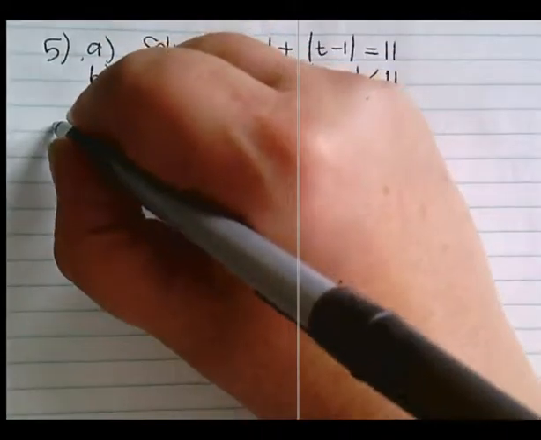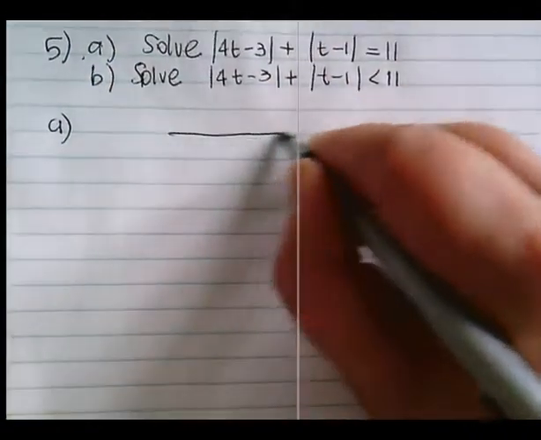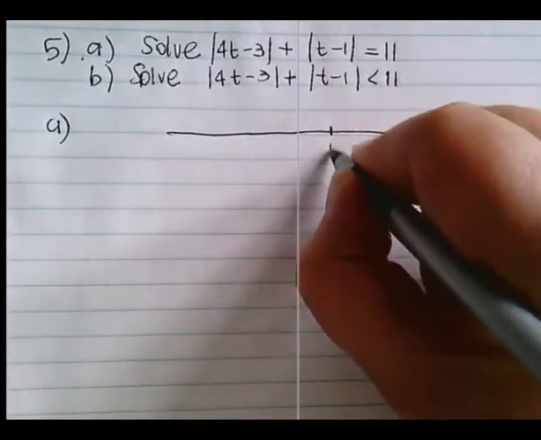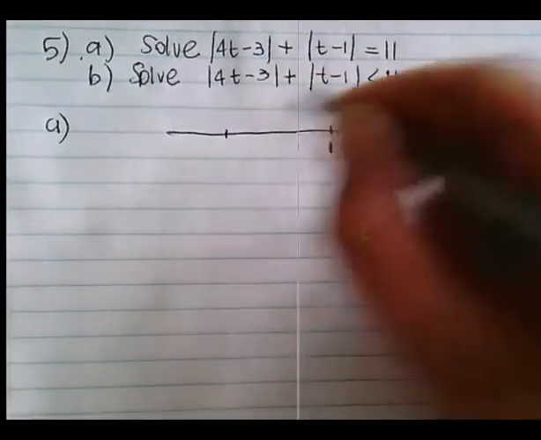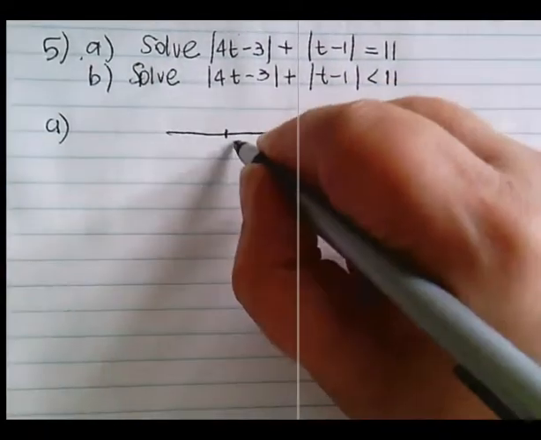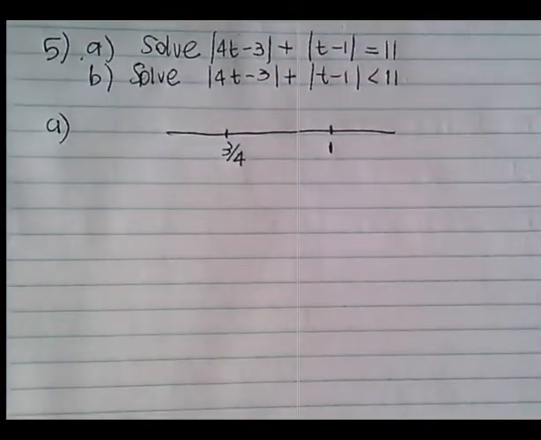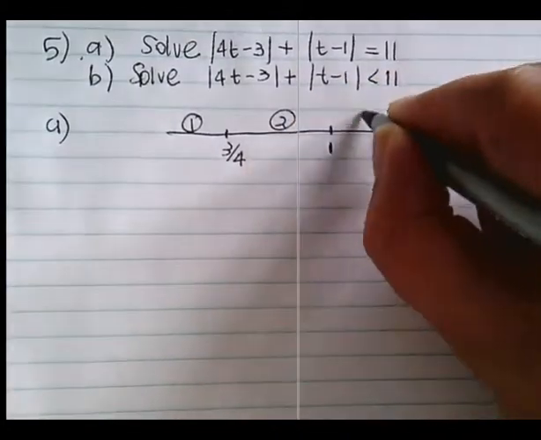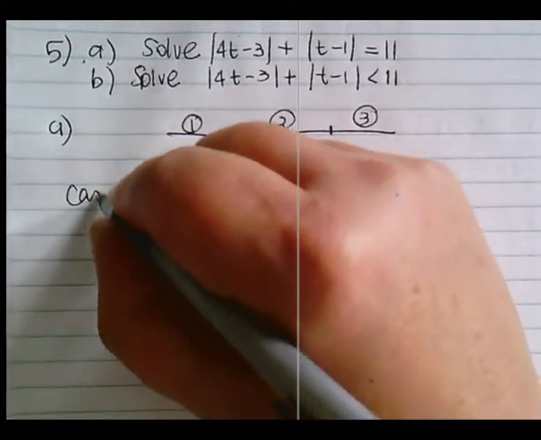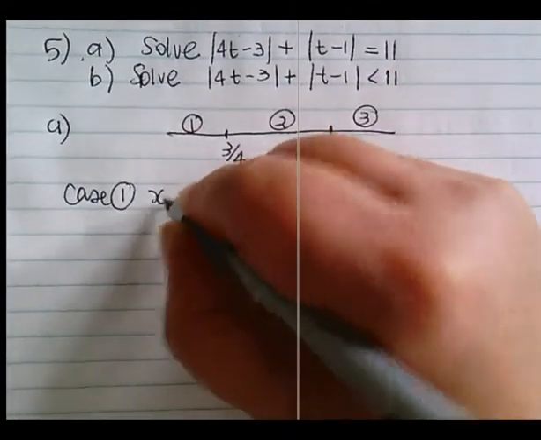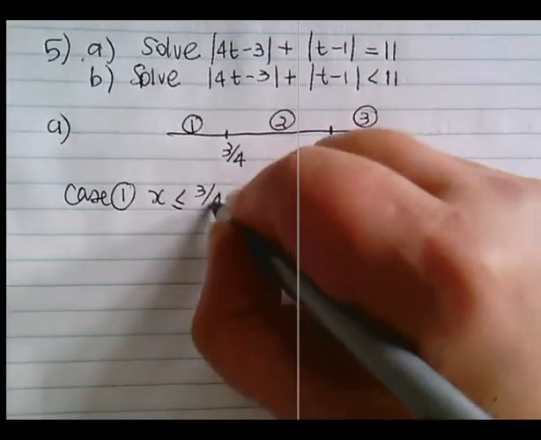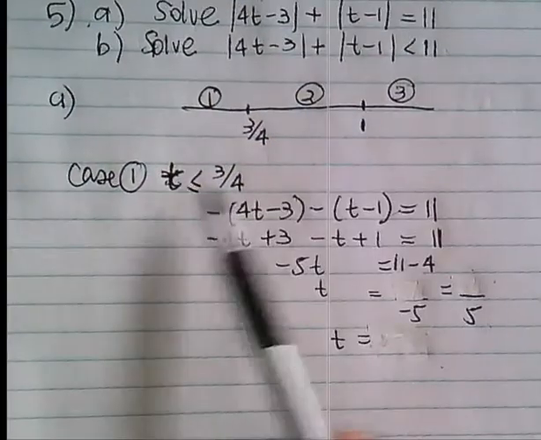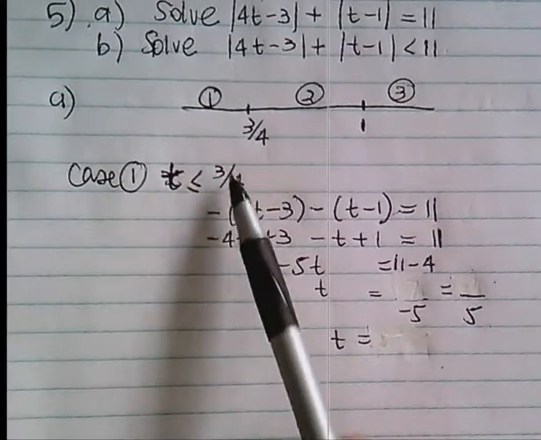So let's just solve part A. So let's look at our critical points, and what are they? 1 and 3/4. Yep, I've definitely got them far away from each other, but it doesn't matter. Yeah, it is 3/4, isn't it? Yeah. So I've got case 1, case 2, case 3. So case 1 is for values of t less than or equal to 3/4. As I said, t is less than or equal to 3/4.